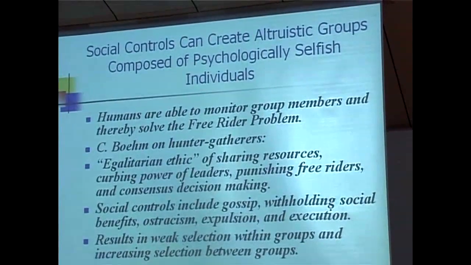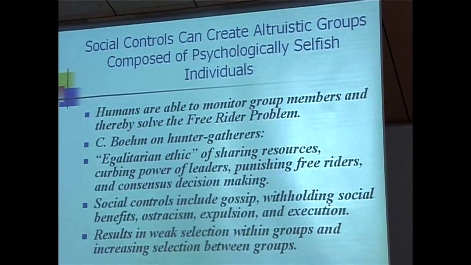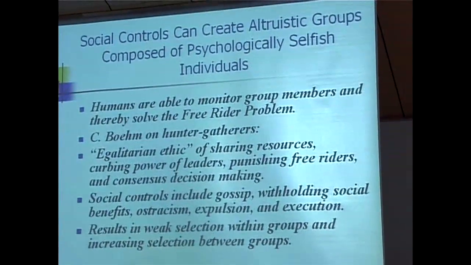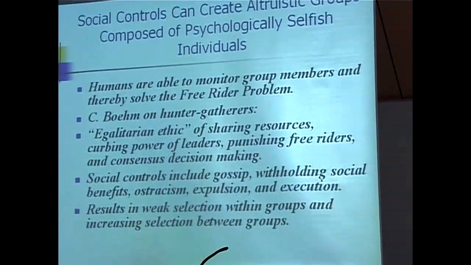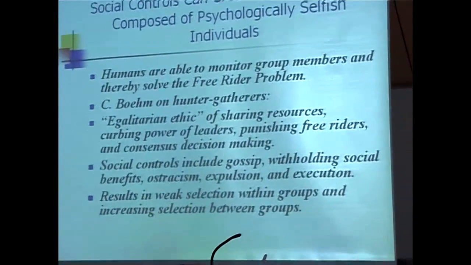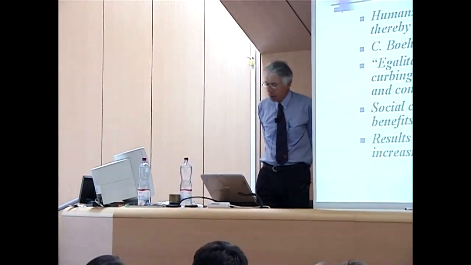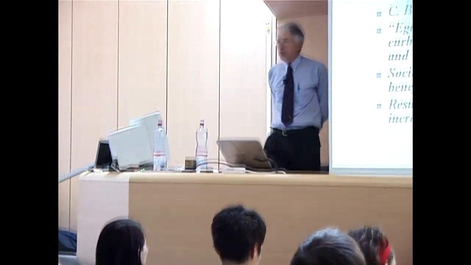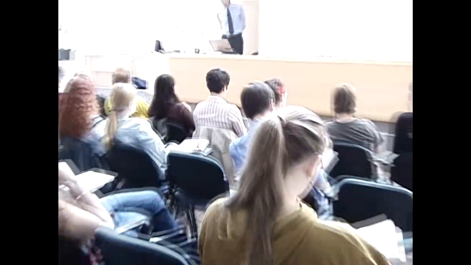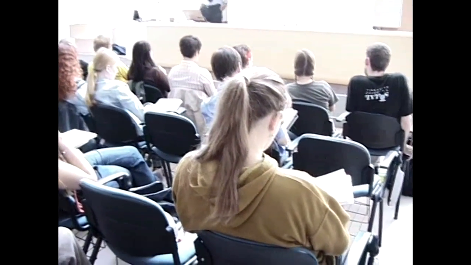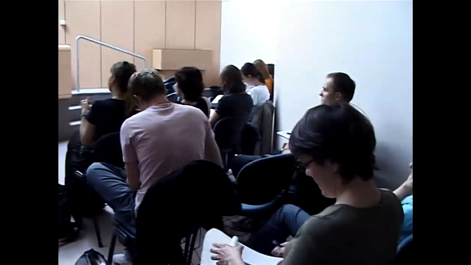And there's been some interesting research by a guy named Christopher Boehm at the University of Southern California. He studies hunter-gatherer groups, and he emphasizes that hunter-gatherer groups have a very egalitarian ethic. In other words, there's a strong emphasis on sharing resources and on curbing the power of leaders. If you look at these hunter-gatherer groups, you don't have a despot lording it over everyone, telling everyone what to do and so on.